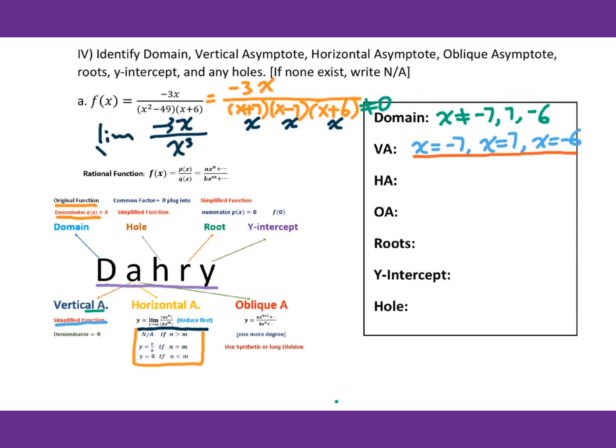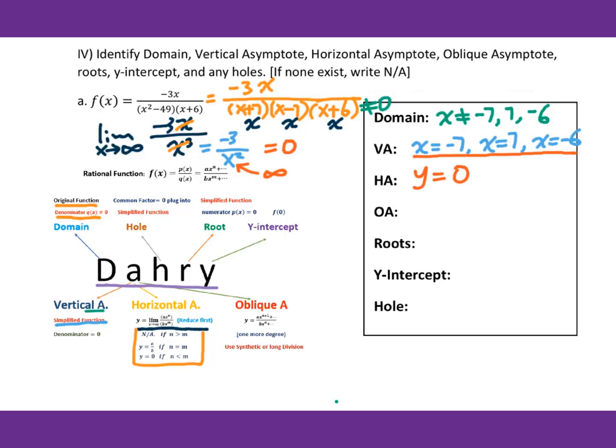We do the limit as x approaches infinity of negative 3x over x to the third power. Then you reduce. You will get negative 3 over x squared. Then we plug infinity into this x. You will get 0. Therefore, for the horizontal asymptote line, y equals 0.